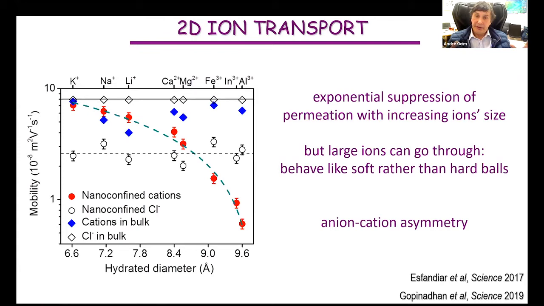Naively, one would think that large ions wouldn't enter those small channels because of steric exclusion, but in fact what we learn from this is that ions are not like hard balls, not like billiard balls, but more like tennis balls. They can squish a little bit and shed some of their hydrated shells and go through those capillaries. There is also a kind of interesting anion-cation asymmetry due to different interaction with the walls. But let me skip this one. You can read all of this in those couple of papers.